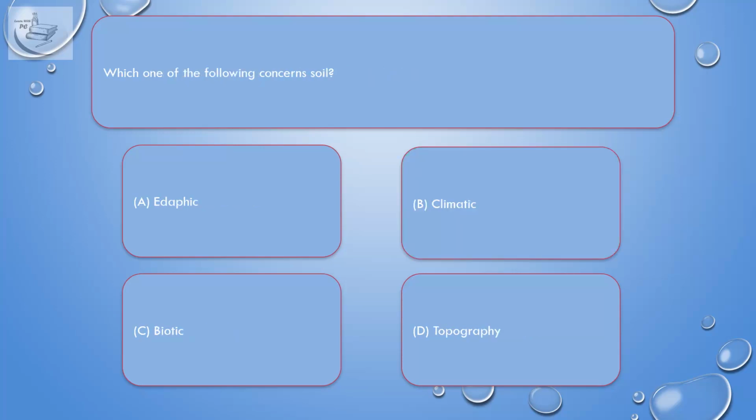Question: which one of the following concerns soil? A. Edaphic, B. Climatic, C. Biotic, D. Topography. Correct answer is A. Edaphic.